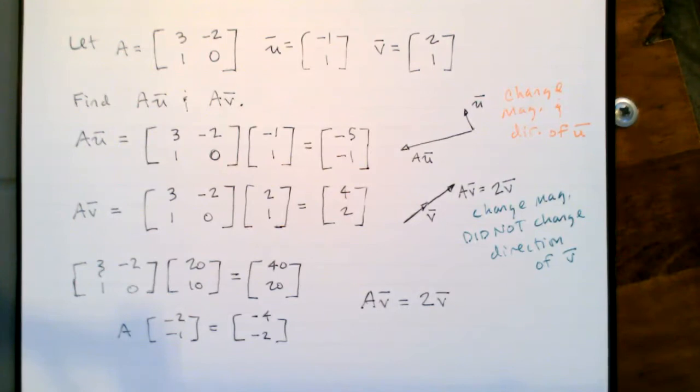That did not happen with the vector U. Multiplying A by the vector -1, 1 changed the magnitude and the direction. AU is not just a scalar times U.